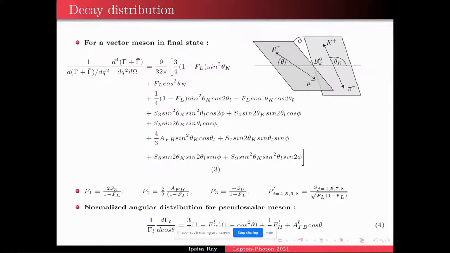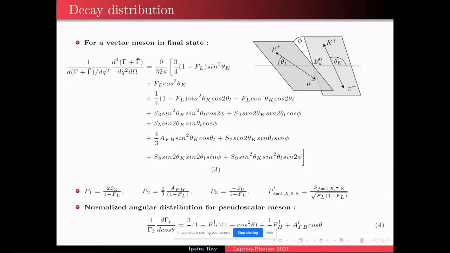So when we have a vector meson in the final state, the decay distribution can be described by the three angles and the lepton momentum transfer variable q squared. From the averaged decay distribution, we can extract the CP averaged observables like FL, S3, etc. And from a difference of the decay widths of the direct and charge conjugated modes, the CP asymmetric observables can be extracted. Another set of observables, which are known as optimized observables, are defined as the ratios of these CP averaged observables. And these are formed to reduce the theoretical uncertainties.